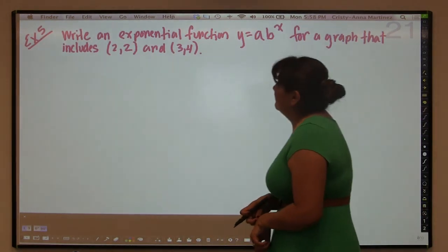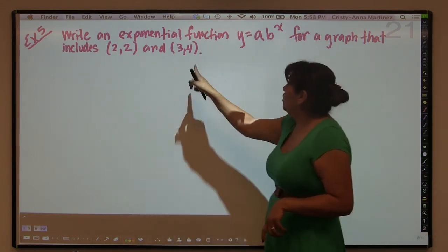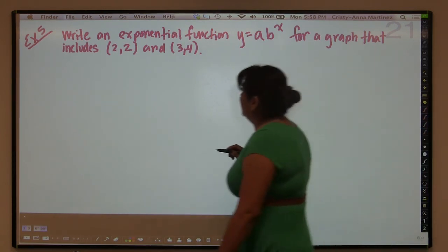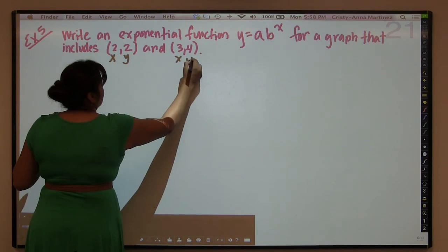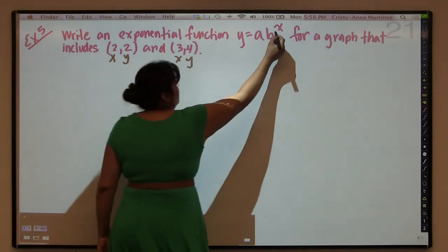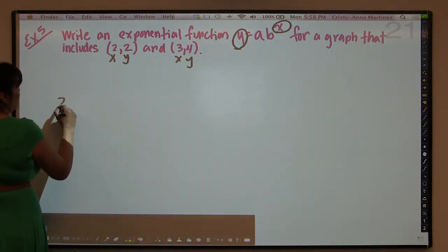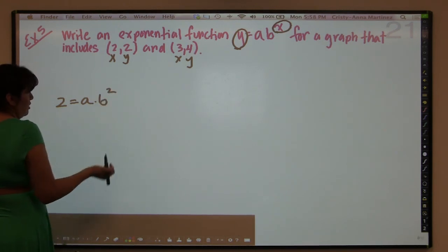And so this is how you write an exponential function of this form when they give you 2 points. It's actually not that hard to do. What you want to do is plug these in, this is x and y. So you basically want to pick one of the points and plug it into x and y in here. Since y is 2, we're going to say 2 equals a times b to the 2 power because x is also 2.